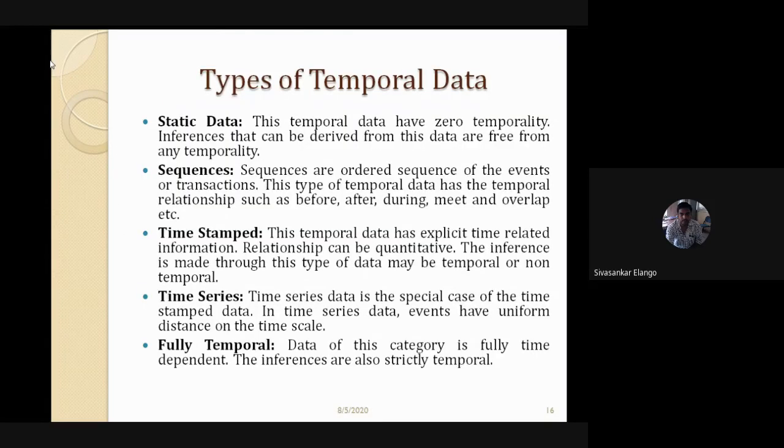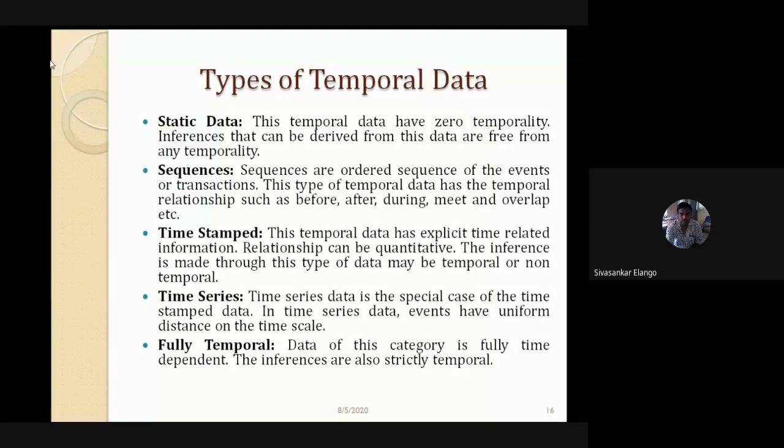Right? So regarding the data that we work with in time series analysis, we have different types of data. One is static data. Static data means they have zero temporality. Inferences that can be derived from this data are free from any temporality. The normal data without any timestamp is known as static data. It does not change over a period of time; the data remains constant.